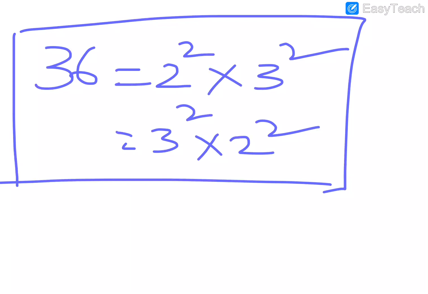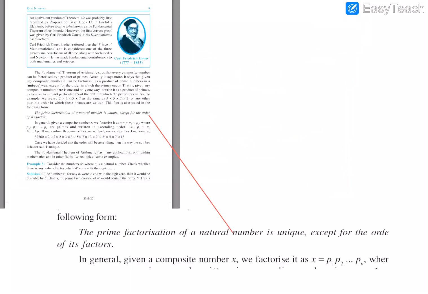Confused? Let's see. So what is the fundamental theorem of arithmetic saying? The conclusion is: observe here in page number 9 of your textbook, the prime factorization, exactly this part. Which part? The part that is highlighted, that is the prime factorization.